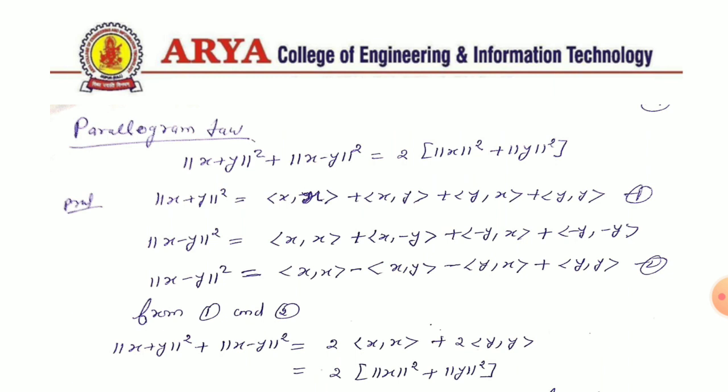So norm of x minus y whole square becomes equation number two. Now from equation one and two, if we add these two equations, then we get norm of x plus y whole square plus norm of x minus y whole square equals twice the inner product of x and x plus inner product of y and y. So we get 2 into norm of x square plus norm of y square. So let's move to the next slide.